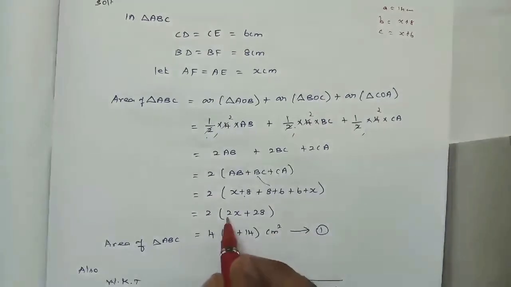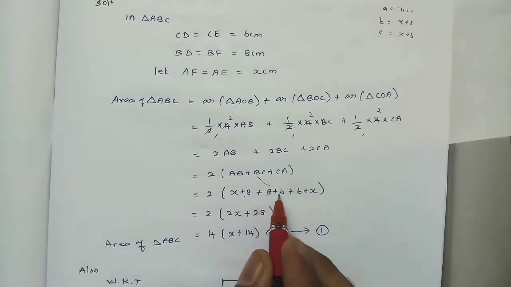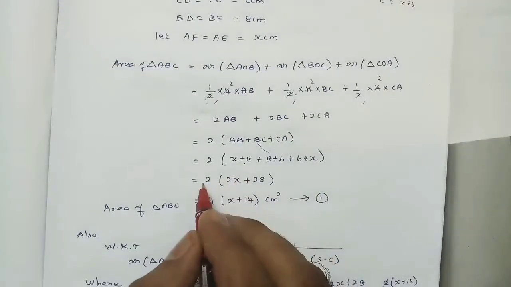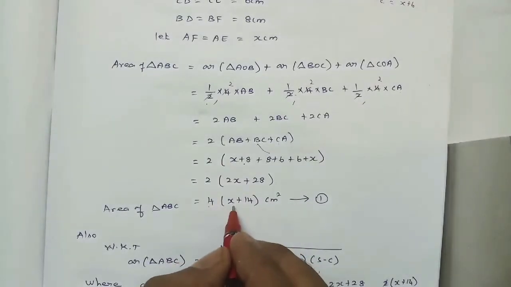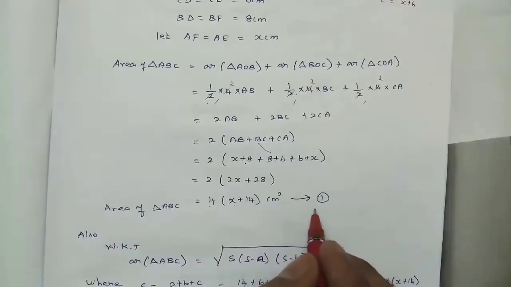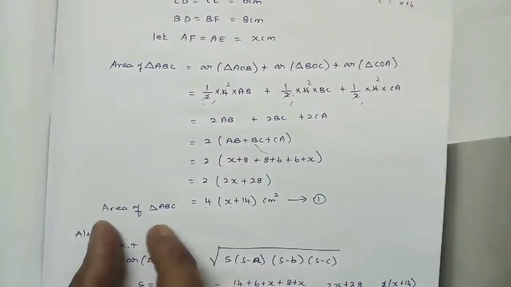Now adding, we get 2x plus 28, right? x plus x is 2x, and 8 plus 6 plus 6 is 28. Just see, 2 is common; I'm taking it outside. So already 2 is outside, so 2 into 2 is 4. 4 into x plus 14 centimeter square. This is nothing but the area of triangle ABC. Take this as equation number 1. So by using the half into base into height formula, I have found the area of triangle ABC.